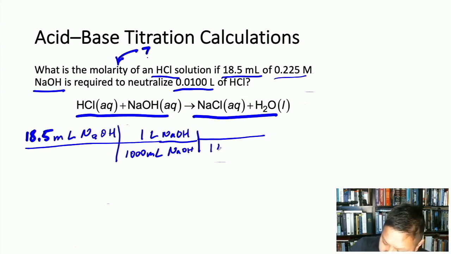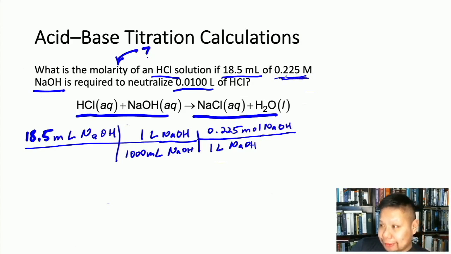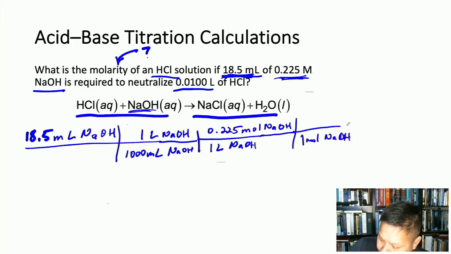So for every 1 liter of sodium hydroxide, I have 0.225 moles of sodium hydroxide, right? I do that so that I can relate this concentration of sodium hydroxide to the volume I have, right? Okay. Then for every 1 mole, as we see right here, of sodium hydroxide, I have 1 mole of hydrochloric acid right there, right?